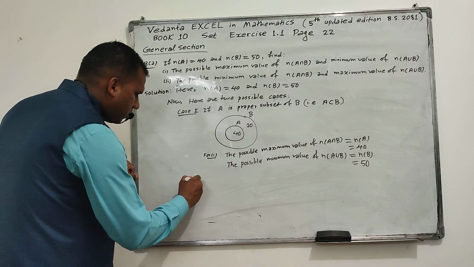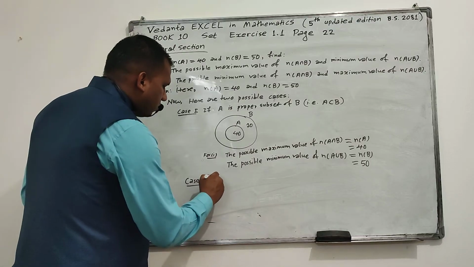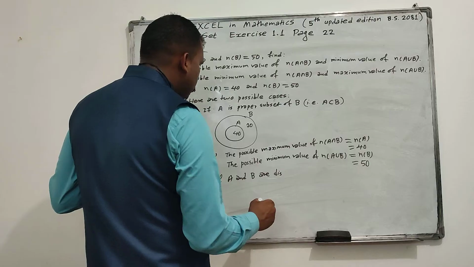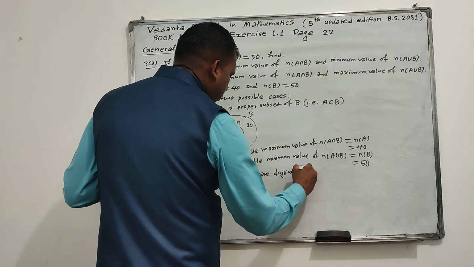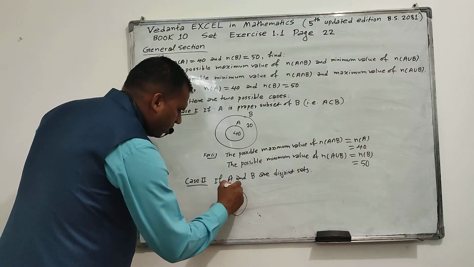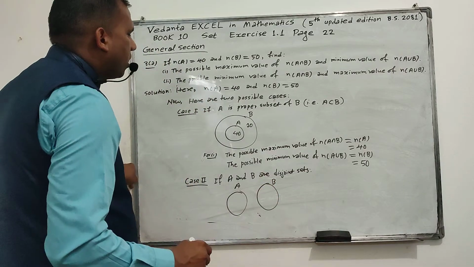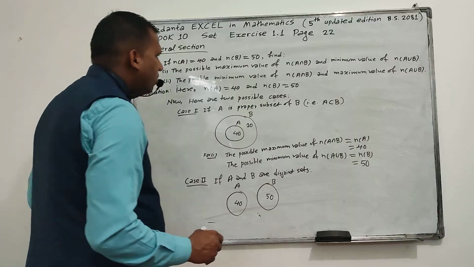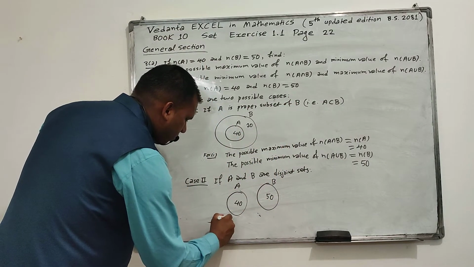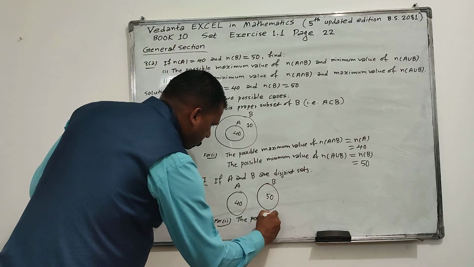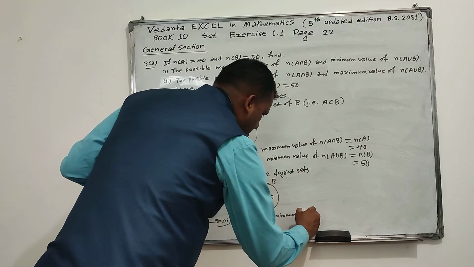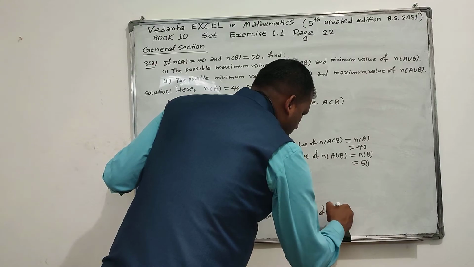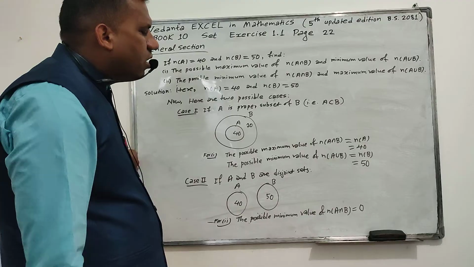Now second case, case 2. If sets A and B are disjoint sets, then this is set A, that is set B, they are disjoint. Cardinal number of A is 40, cardinal number of B is 50. In this case, the possible minimum value of number of A intersection B equals 0. Since they are disjoint, number of A intersection B is 0.